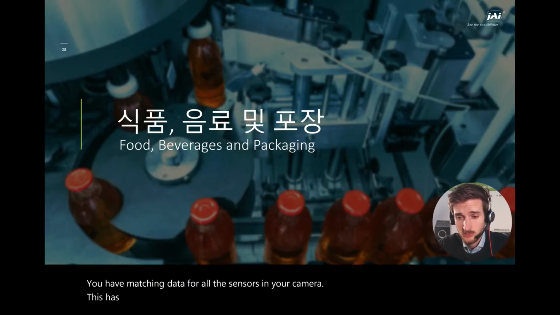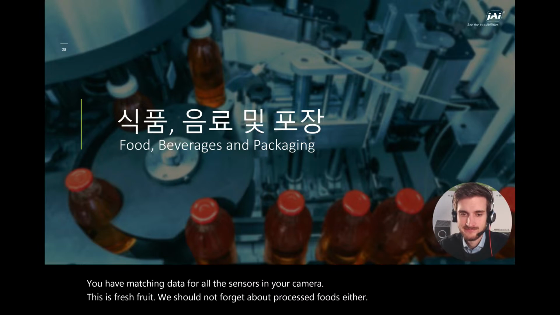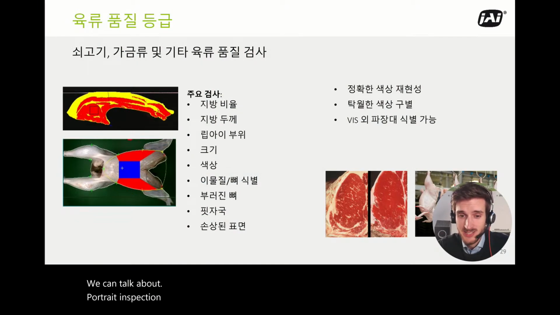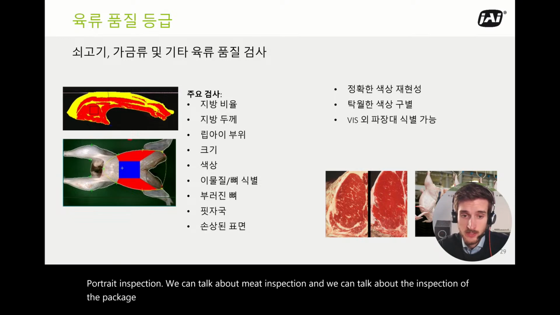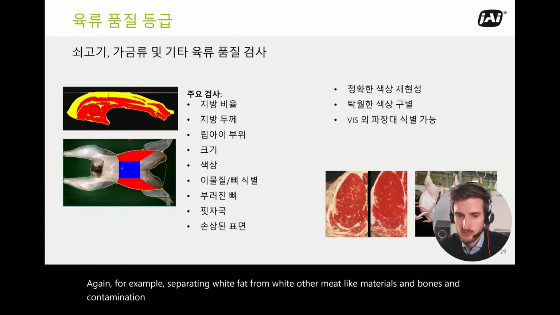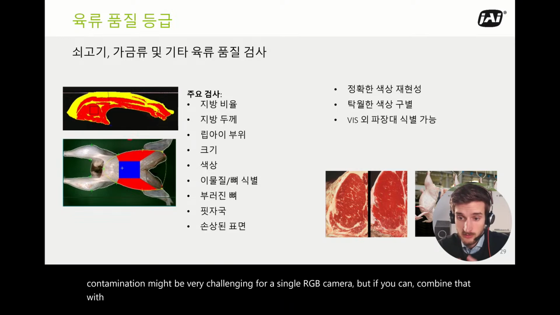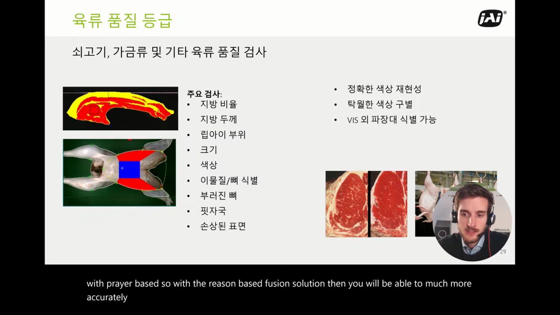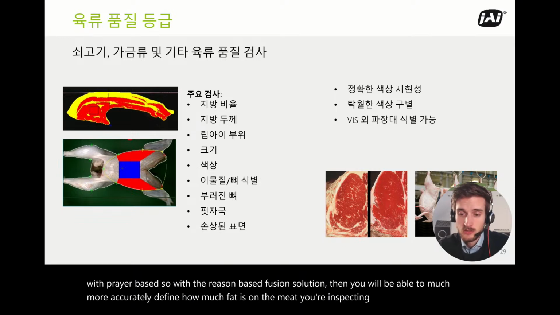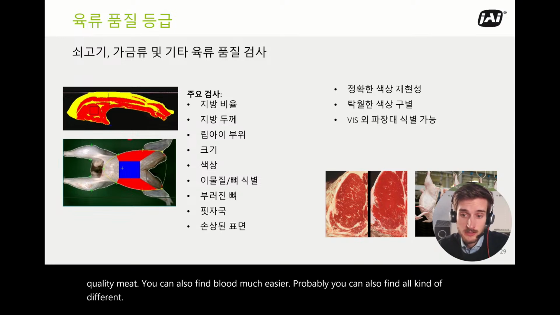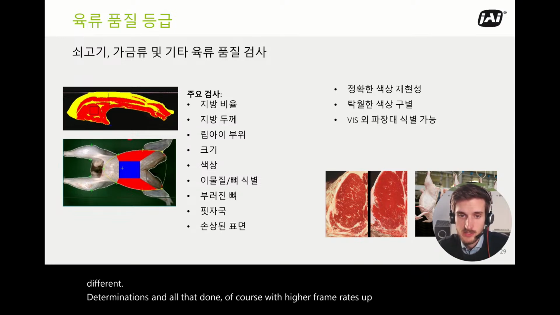Besides fresh fruit, we should not forget about processed foods either. We can talk about poultry inspection, we can talk about meat inspection, and we can talk about the inspection of packaged goods as well. Again, for example, separating white fat from other white meat-like materials and bones and contamination might be very challenging for a single RGB camera. But if you can combine that with a Bayer-based, with a prism-based Fusion solution, then you will be able to much more accurately define how much fat is on the meat you are inspecting, how much is good quality meat. You can also find blood much easier. Probably you can also find all kinds of different contaminations, and all that done, of course, with high frame rates, up to 106 frames per second, over the 10 GigE interface.